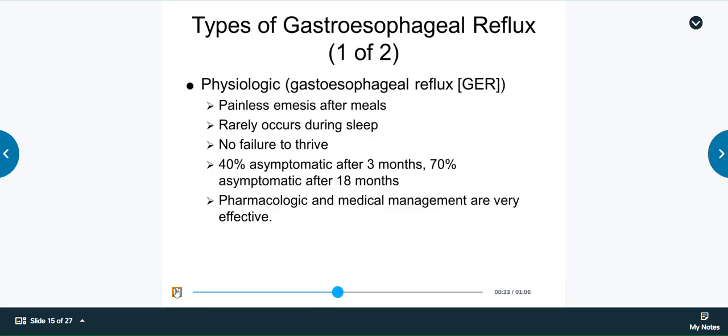A lot of times, these babies just grow out of it after 3 months or so. And after 18 months of age, 70% of infants are asymptomatic. Usually, with gastroesophageal reflux, position changes or even dietary changes are going to be completely effective. So they could use an amino acid formula, or, if they're breastfeeding, change the breastfeeding client's diet to see what causes that reflux.